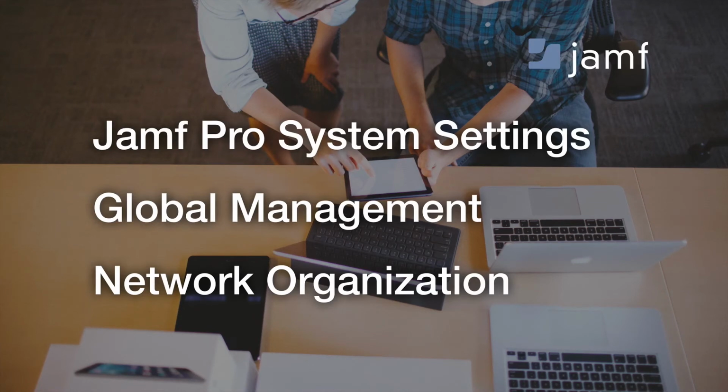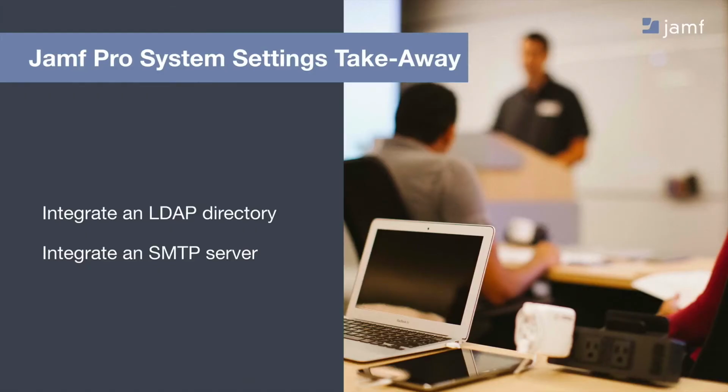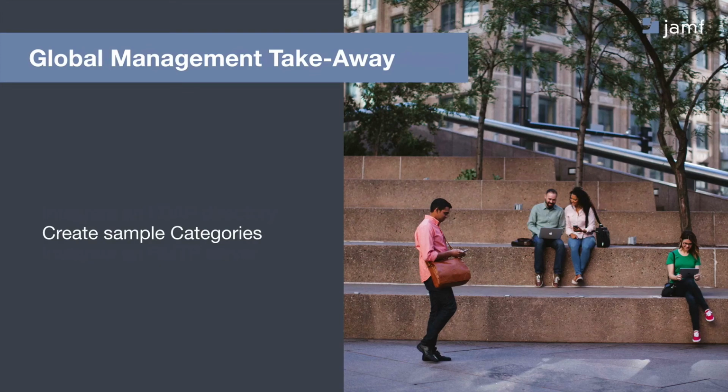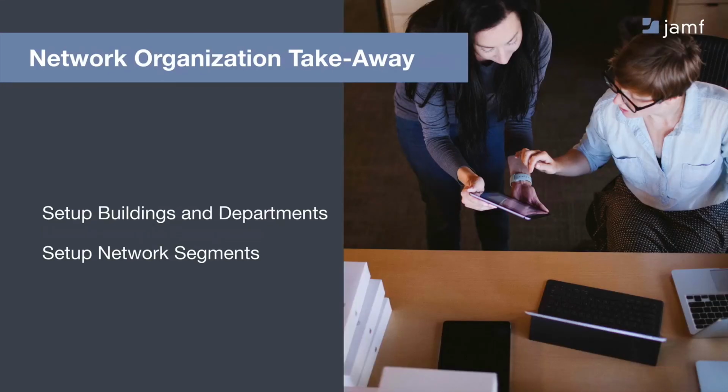Jamf Pro System settings, global management, and network organization. In Jamf Pro System Settings, we discussed how to integrate with an LDAP directory and how to integrate with an SMTP server. In Global Management, we created categories to help keep you and your end users organized. And finally, in Network Organization, we discussed how to set up buildings and departments for organizational purposes, and we discussed setting up network segments for scoping to specific IP ranges.